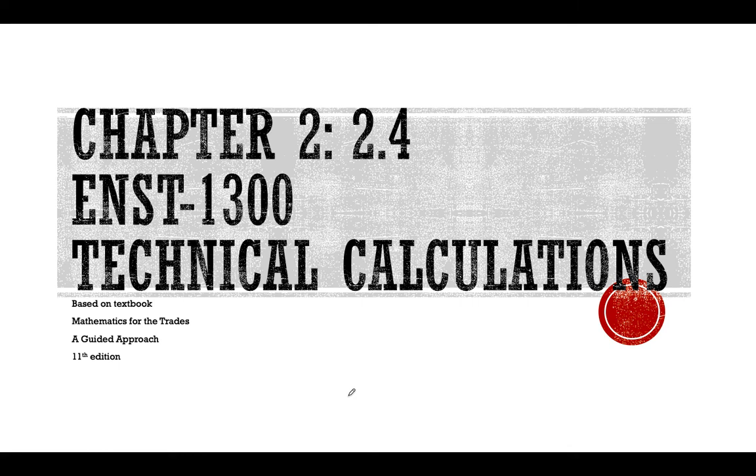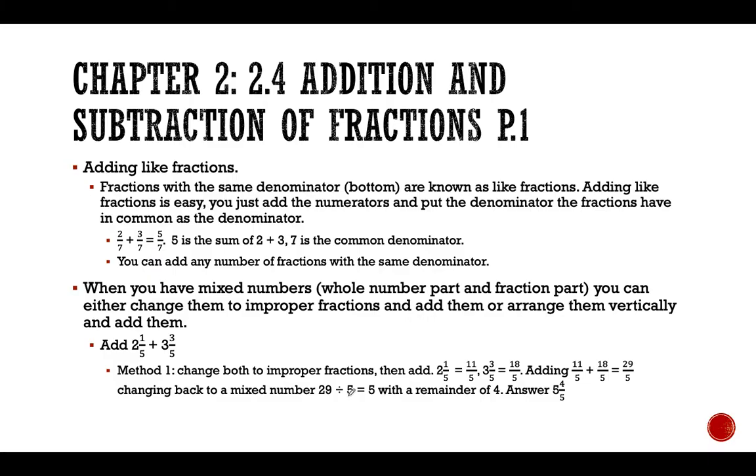Chapter 2, Section 2.4. We're going to be covering addition and subtraction of fractions. So we're going to start with adding like fractions. Fractions with the same denominator are known as like fractions. Adding like fractions is easy. You just add the numerators and then you put the common denominator in the bottom.